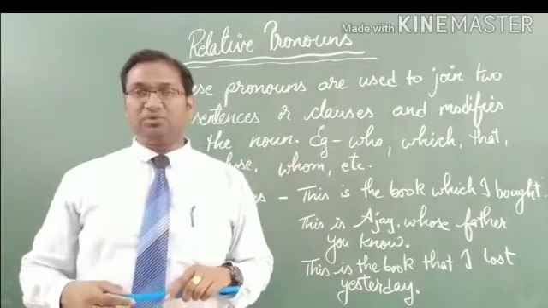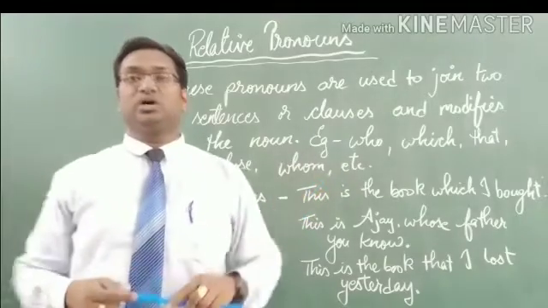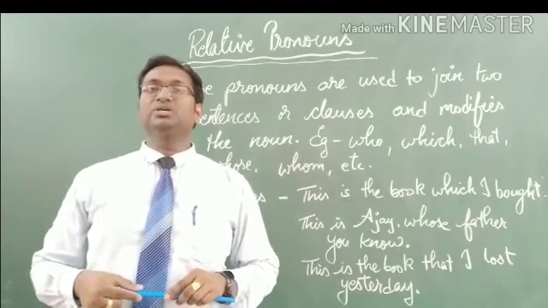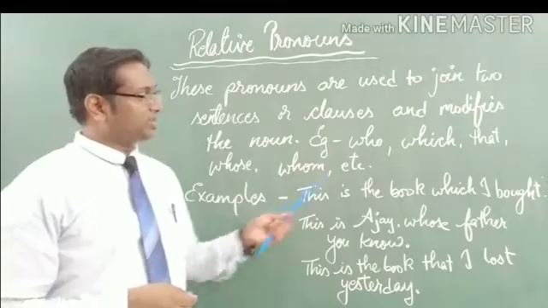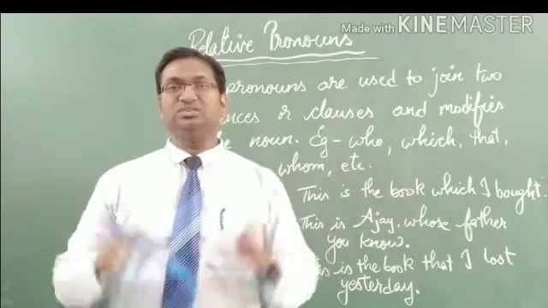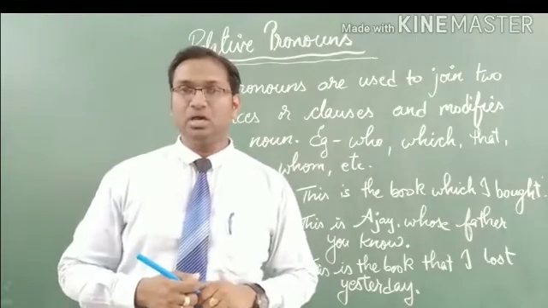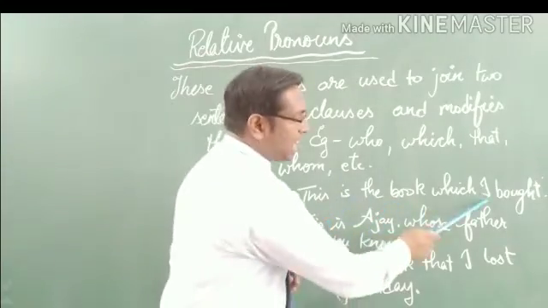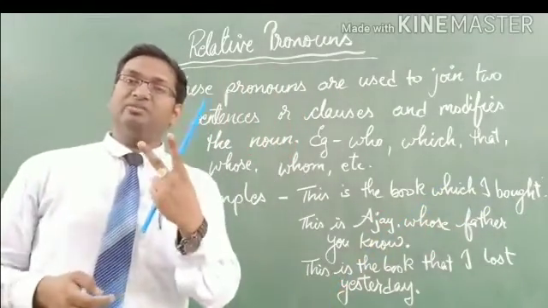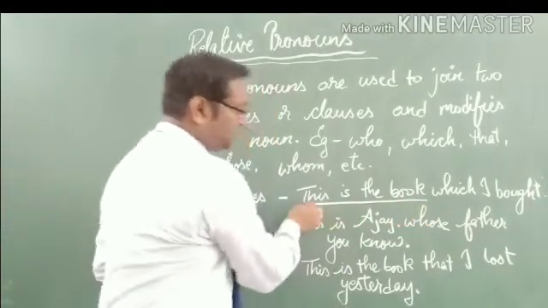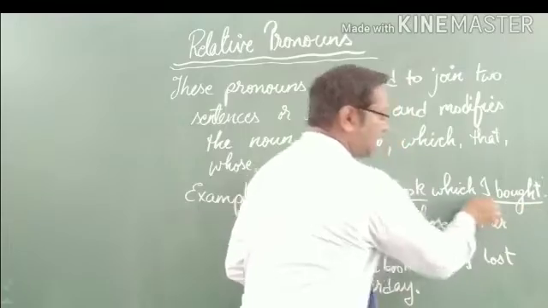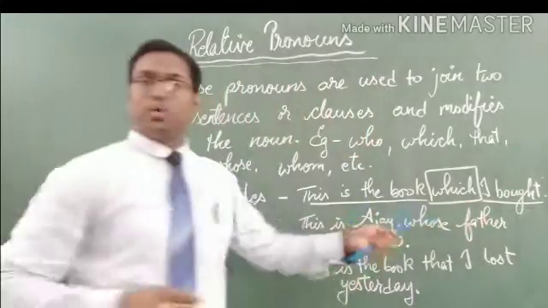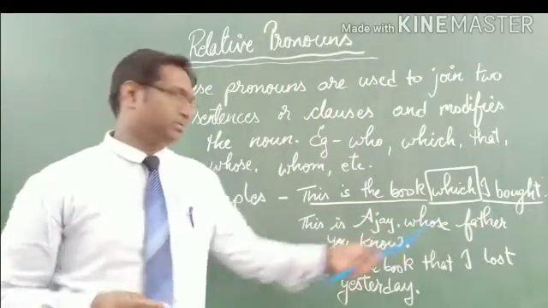But in relative pronouns, when you use these words, they play the role of conjunctions. Because we are not using these words at the front of the sentence, but in between the sentences, to join two sentences or clauses into one sentence. Example: this is the book which I bought. Now over here we have two clauses: this is the book, I bought. Now these two clauses are joined by which. So which is your relative pronoun.